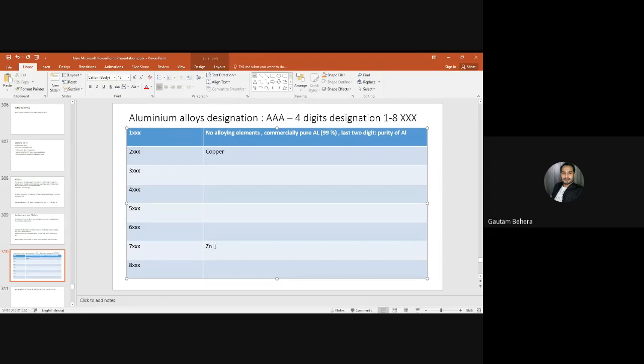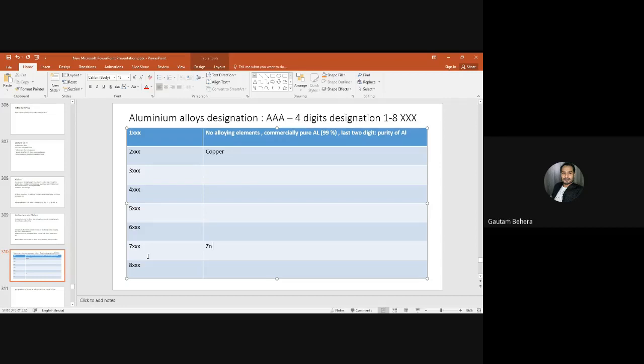Why do I remember the 7000 series? Because 7000 series is the most important group of aluminum alloys which find applications in aerospace and defense applications. That means they are used to make fighter aircraft, fighter planes, right, or normal planes nowadays. And this group of aluminum alloys nowadays is going to replace steel in automobiles. Nowadays, automobiles are made up of these aluminum alloys because of their high strength.